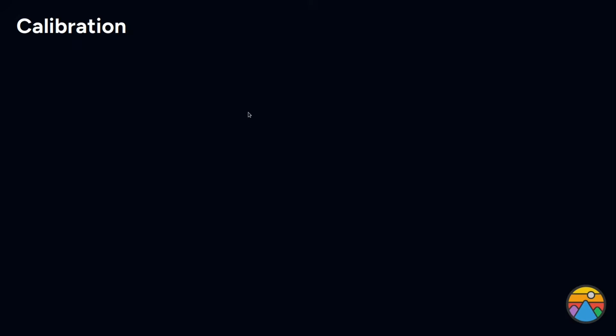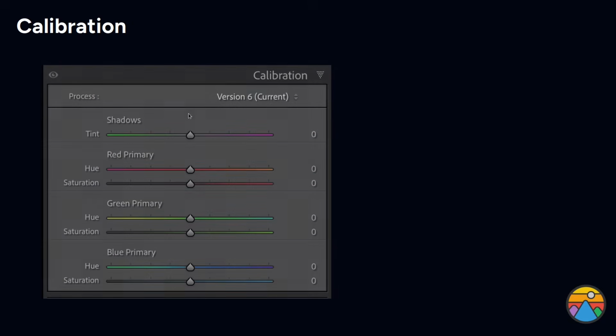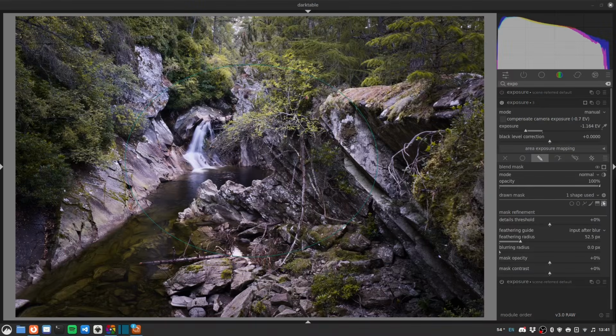And then finally, right at the bottom of Lightroom, we come to the calibration panel, which is where you can change your primary input colors from the sensor. And in Darktable, we have a very similar module, which is called RGB primaries. So let's have a look at this. And this is where I'm going to use this module to do some more extreme, if you like, color grading. So let's have a look.